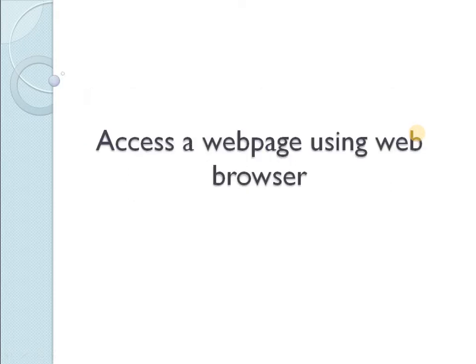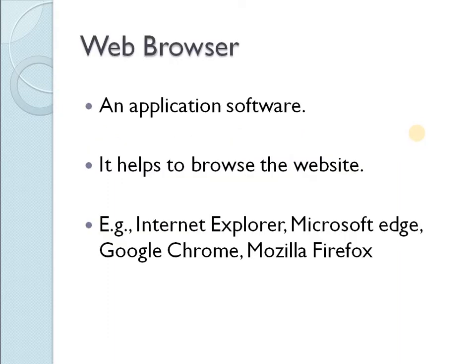Now let's access the web page using a web browser. How to access the website, the web page? How to access the web page which you designed? Let's see how we can access it. To access the web page, we require software that is known as a web browser. A web browser is application software. It helps to browse the website. Website means all the web pages we can browse with the help of browsers.